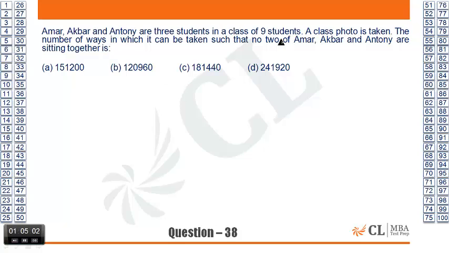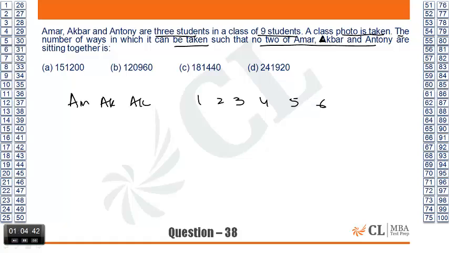Amar, Akbar, Anthony are 3 students in a class of 9. Class photographer. This is permutation, no? So we have Amar, Akbar, Anthony among 9 students. So how many are left? There are 6. Okay, 6 students. A class photo is taken. The number of ways in which it can be taken such that no 2 of Amar, Akbar, Anthony are sitting together. No 2 are sitting together because they have to be separate. So let's create space for them and ensure that Amar, Akbar, and Anthony sit in these places. That's all, no? Yeah, that's it.